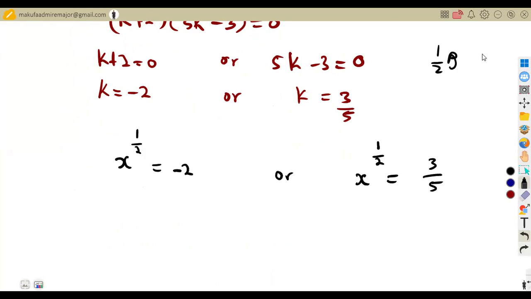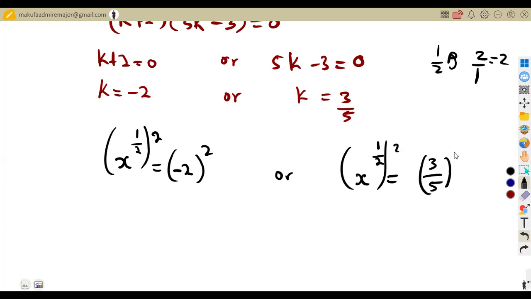What is the reciprocal of 1/2? It is 2/1. So the exponent of 2/1, which is the same as 2 to the exponent of 2, everything to the exponent of 2. So this gives us x. If you multiply here, 1/2 of 2, that's 1, is equal to -2 squared. -2 times -2, that's a +4.